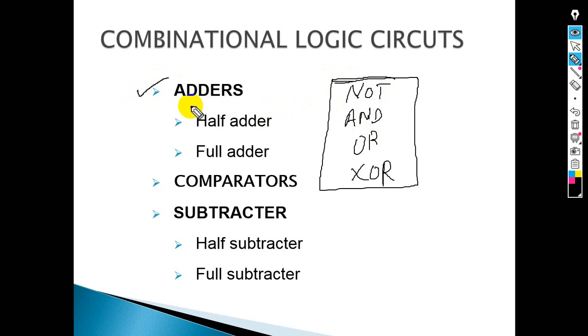So these combinational circuits are adders, which are further divided into two types, half adder and full adder. The second one that will be discussed in this course is comparators. Next we have subtractors, half subtractors and full subtractors. Inshallah, I will also discuss the multiplexer, demultiplexer, encoder and decoder. These four combinational circuits are not included in your course, but inshallah we will discuss them. Now first we have the adder.